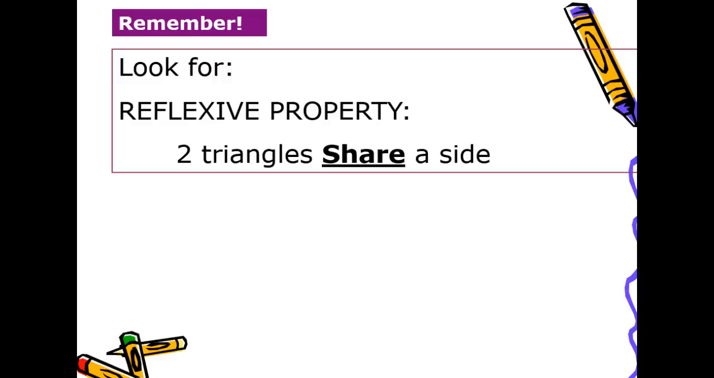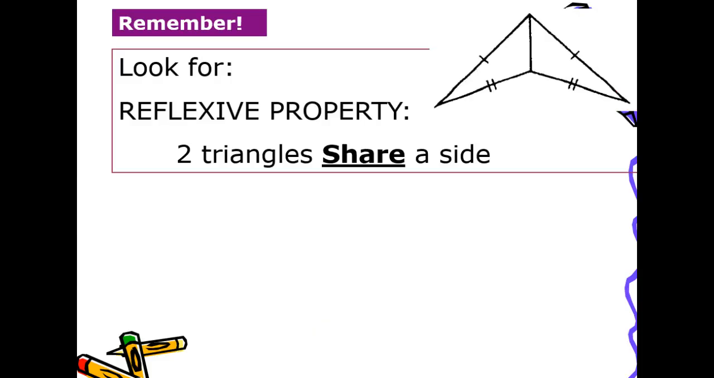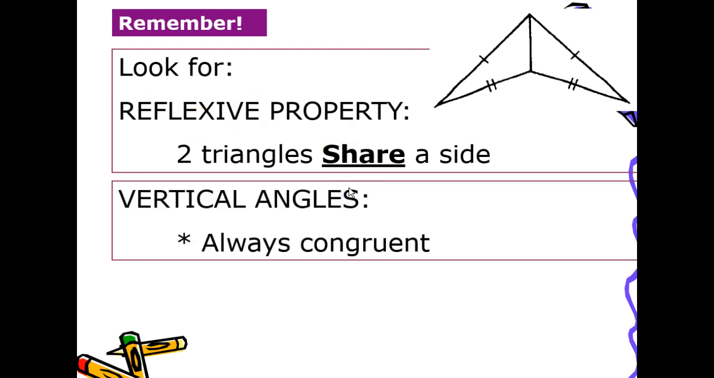You have to look for the reflexive property. This happens when two triangles share a side or are basically right smashed up adjacent to each other, for an example in this picture. This triangle right here shares this side with this triangle right here. And that happens when they're butt up against each other, and that's why we learned that silly reflexive property from chapter 3. The other one that's important to look for, the vertical angle.